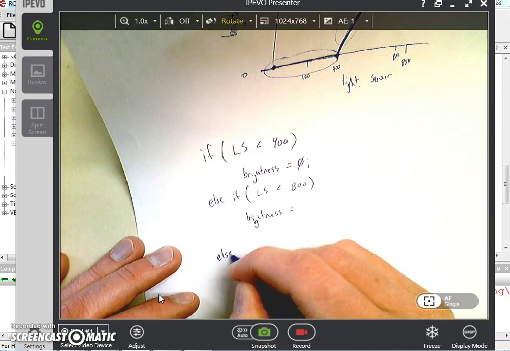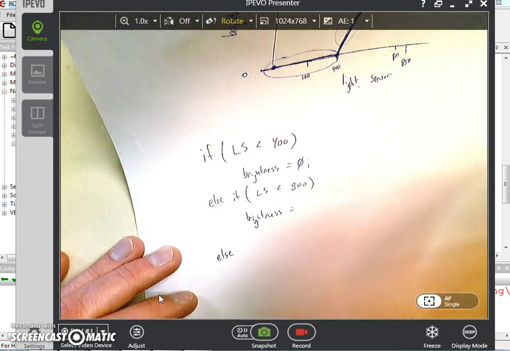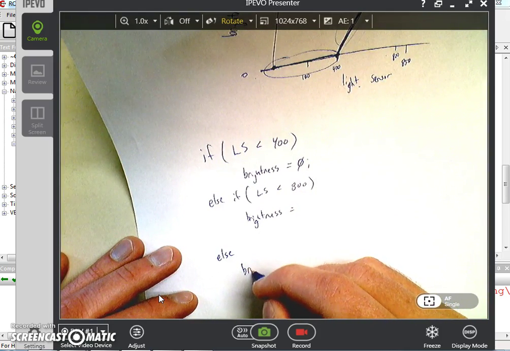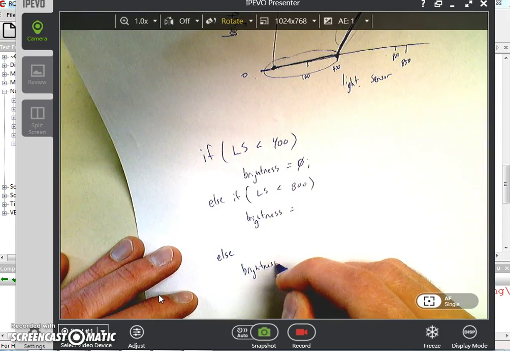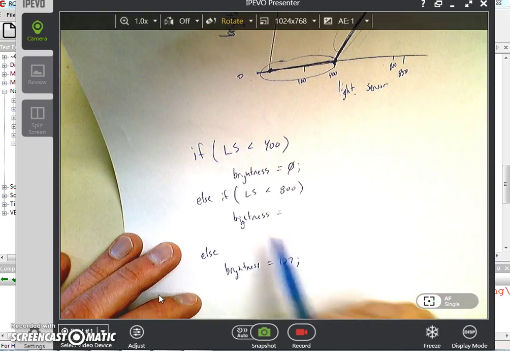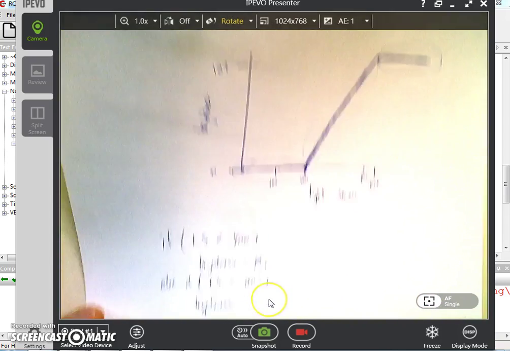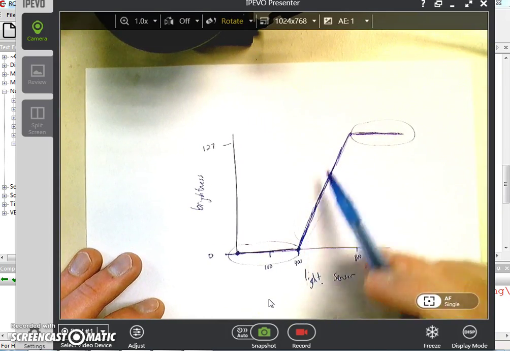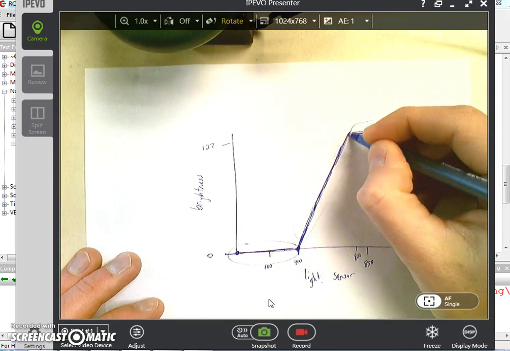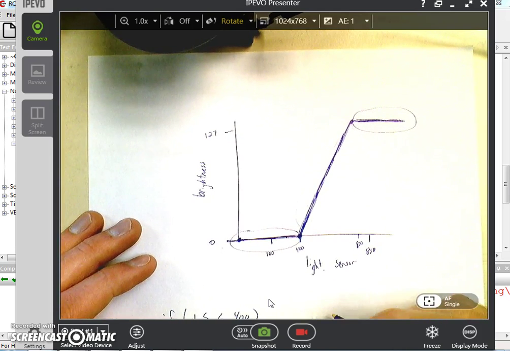And then we're going to do else. And again, if it's not less than 400, not less than 800, it's anything else. We're just going to say the brightness equals 127. So it's full on. So now what we need to do is solve for this equation right here, which isn't that tough. We have 2 points. So we've got this point, and we're finding the slope of that line. So it's really quite straightforward.